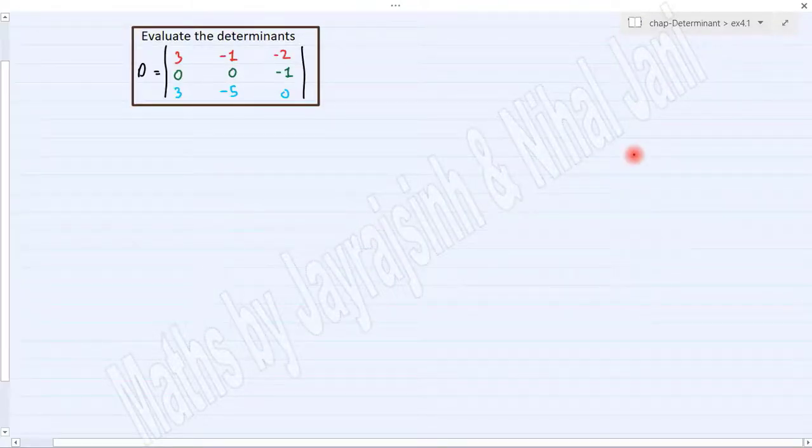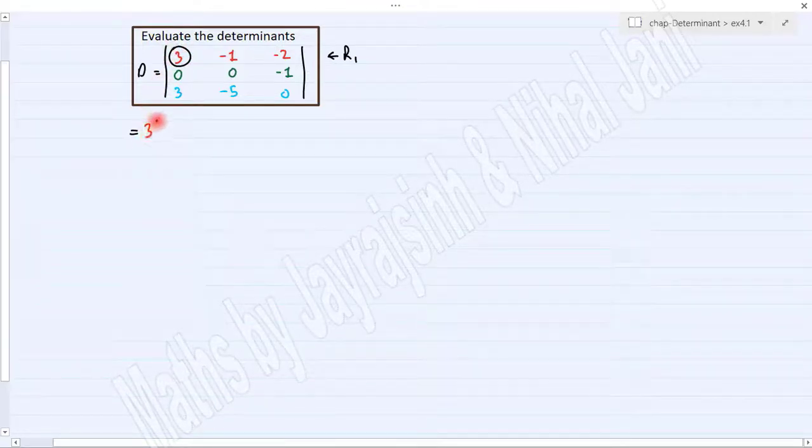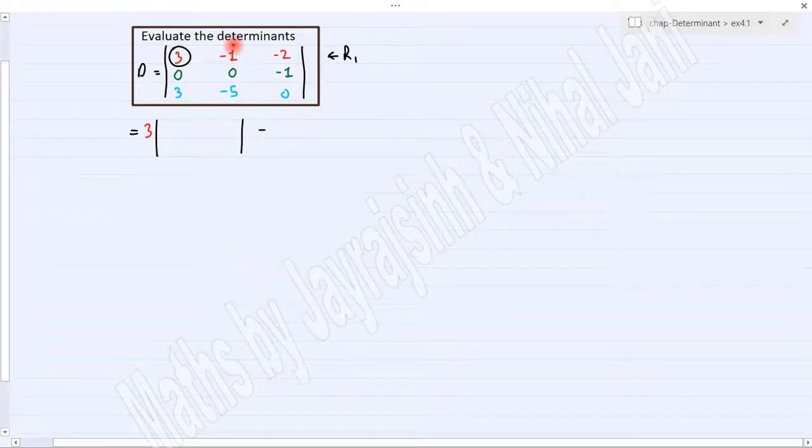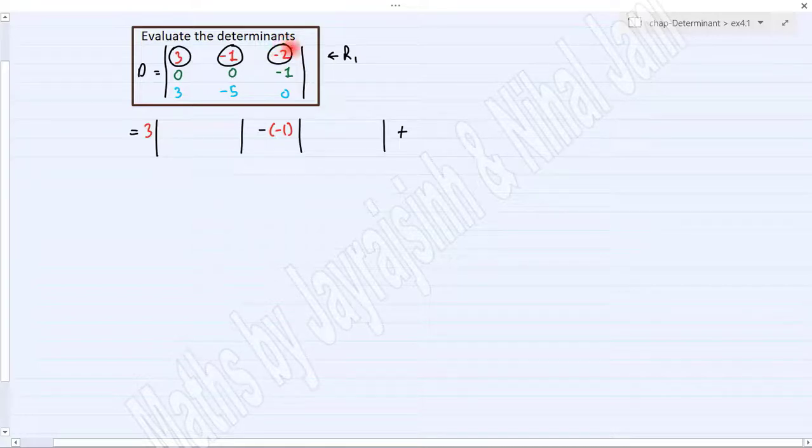In this question, we have to evaluate this determinant. So let's expand with respect to the first row. So we have to write down the elements of the first row and multiply with its cofactors. So the first element is 3, minus the second element is minus 1, plus the last element is minus 2.